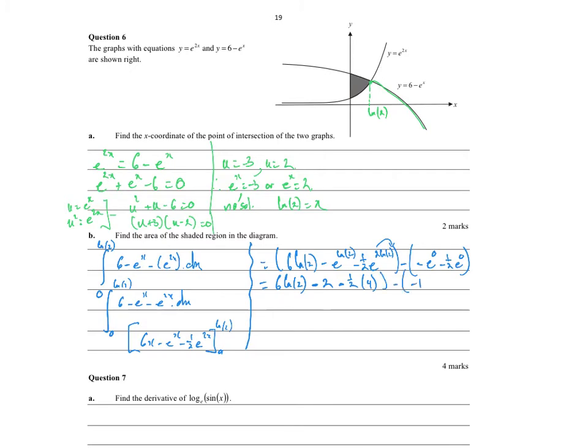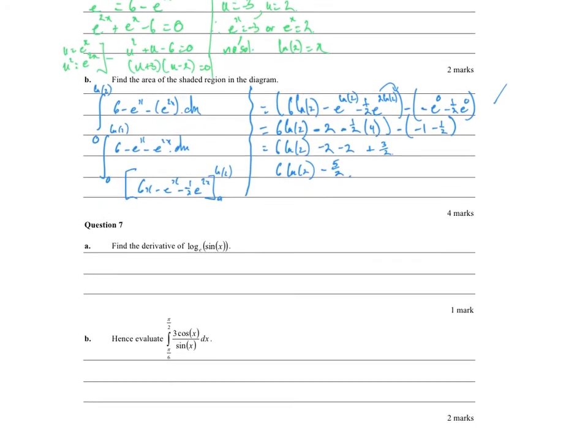Subtract minus 1 minus 1/2. 6 natural log 2 minus 2 minus 2. Minus a minus is a plus. 1 minus 1/2 is plus 3 on 2. So I'm going for 6 natural log of 2 minus 4 plus 3 on 2, which is minus 5 on 2. That's certainly something we could check on our CAS to make sure I haven't made any mistakes. But we'll assume not, hey?